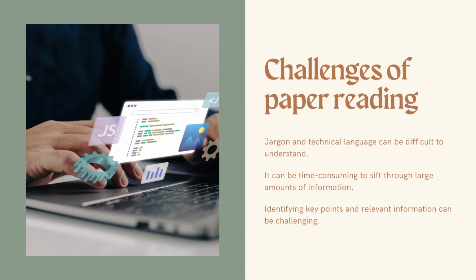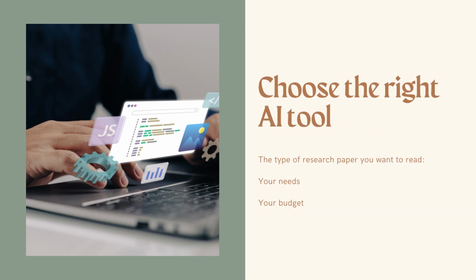So the idea here is there are a number of different AI tools available for reading research papers. When choosing an AI tool, it's important to consider the following factors: the type of research paper you want to read, because some AI tools are better suited for reading certain types of research papers, while others are not. Your needs. What do you need from an AI tool? Do you need a tool that can generate a summary of a research paper, or do you want your research questions answered? Your budget. Some AI tools are free to use, while others require a subscription.